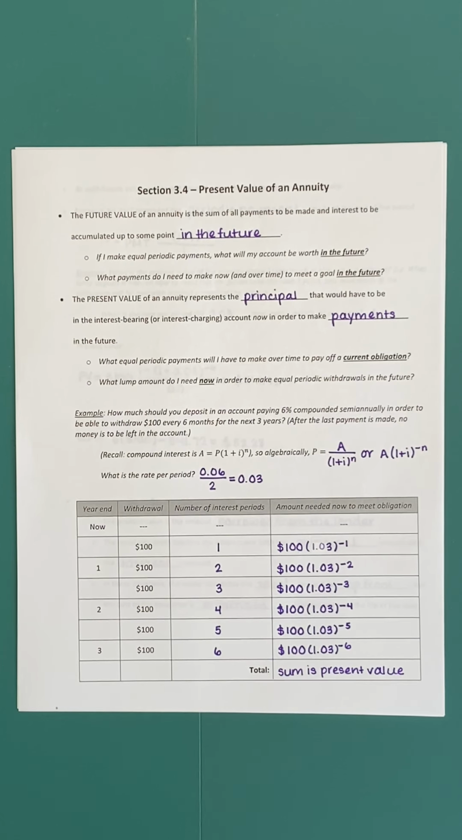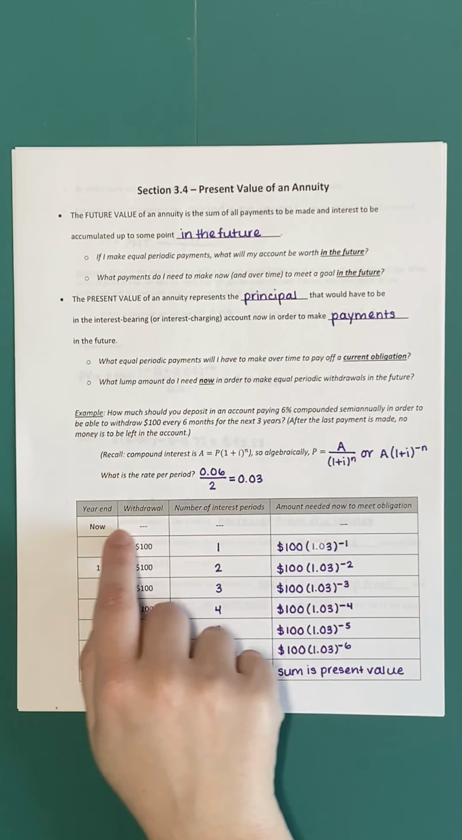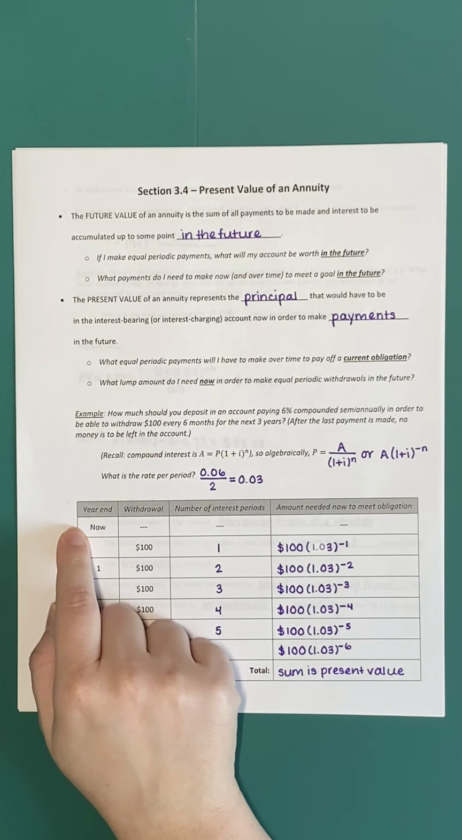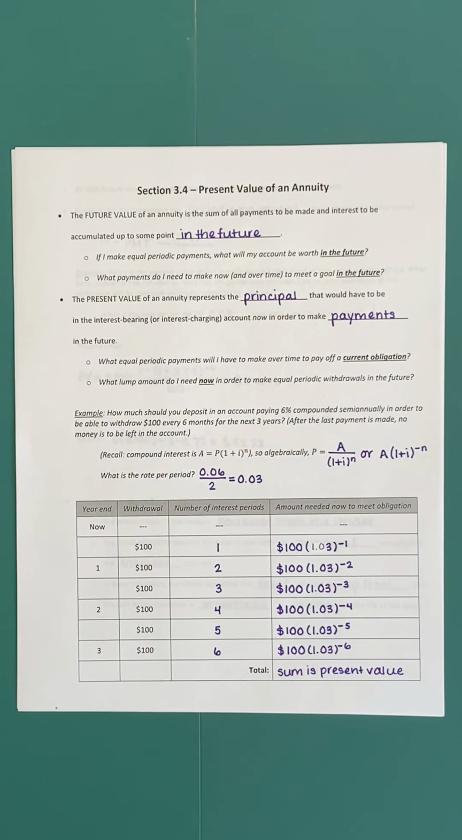So I still means the rate per period, and N still means the number of interest periods we have in order to get to one particular point in time. So what's happening here is we're depositing money in the account today. Right now we deposit money in the account in order to meet these $100 withdrawal requirements over the next 3 years. Okay, so we don't know how much we're depositing now, but we're making some deposit.